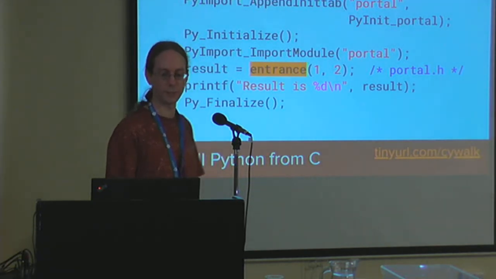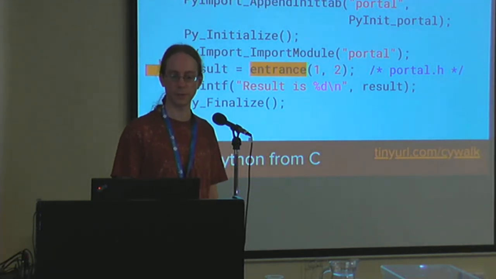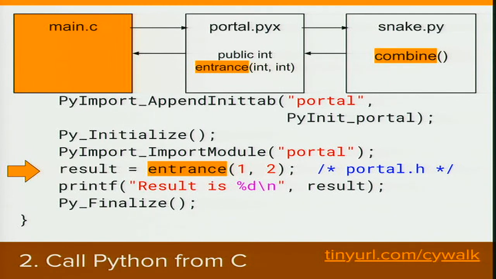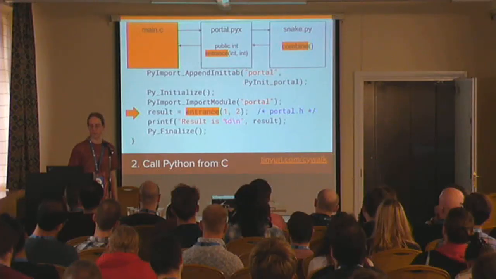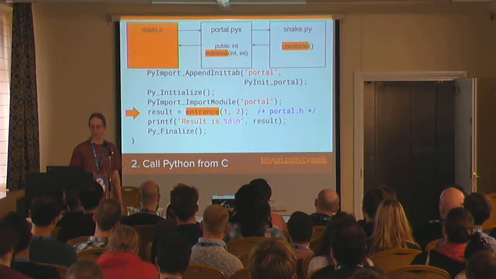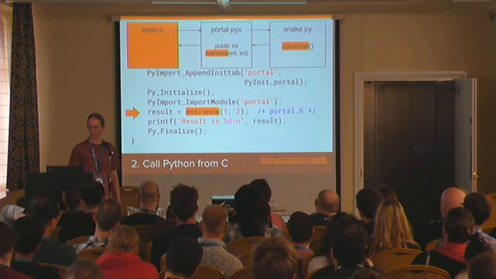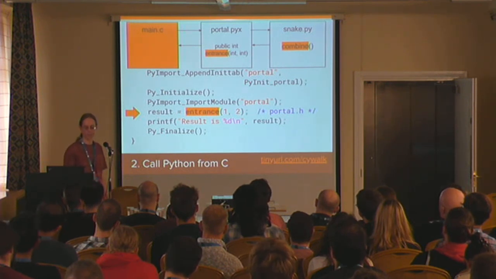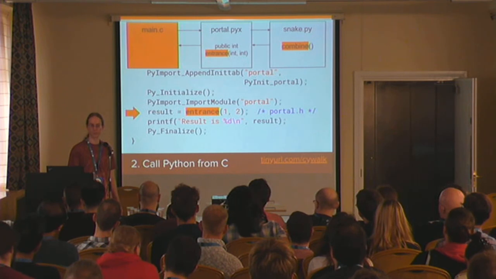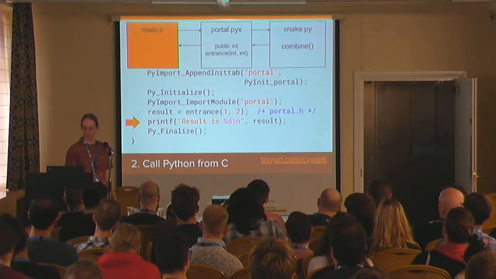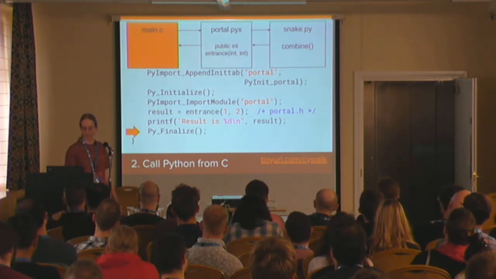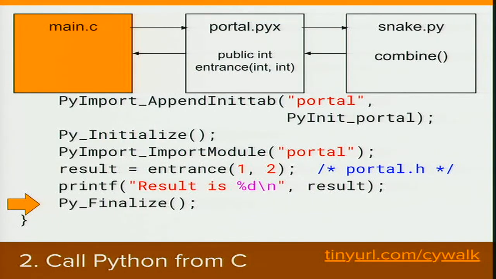Here we actually get to the result and the call into that function that we declared in portal.pyx, which calls out to snake.combine, which returns a value which gets converted to a C value, and we assign that to the result object. And we're calling it with 1 and 2 just as dummy values in this talk. Then we'll print out what the result is. And finally, before exiting, we'll call Py_Finalize, which does all the kind of memory management stuff that Python needs, and makes sure that Python's all happy.